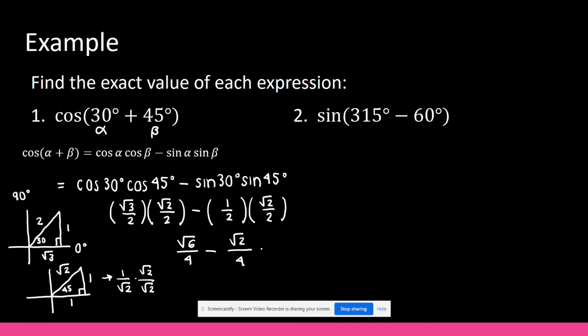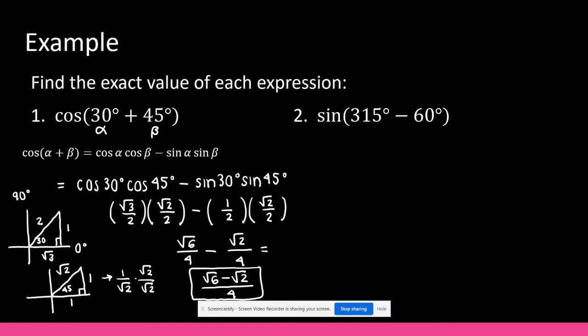And because they have the same denominator, I'm going to actually combine them together. And so it turns into the square root of 6 minus the square root of 2, and that's all over 4. I can't add those radicals any further. So this would be my exact value for that expression.